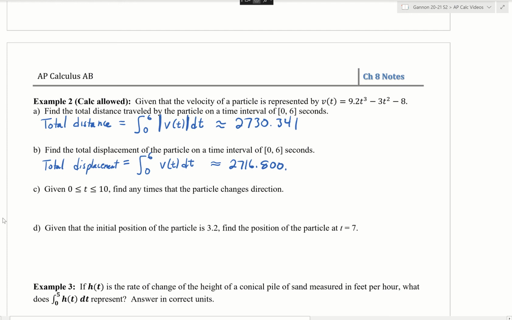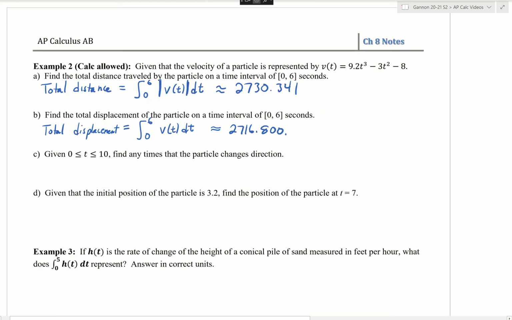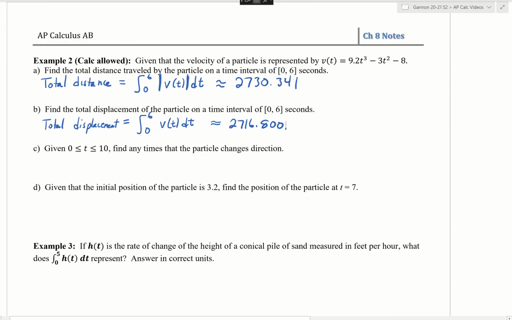All right, the next thing. It says, given that t is greater than or equal to 0 and less than or equal to 10, we want to find any times that the particle changes directions. So you want to think about, okay, how do you know when a particle changes direction? Basically, we need to know when v of t changes signs. That's what we are looking for.